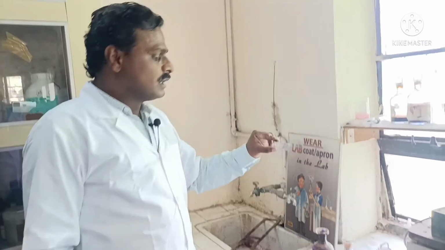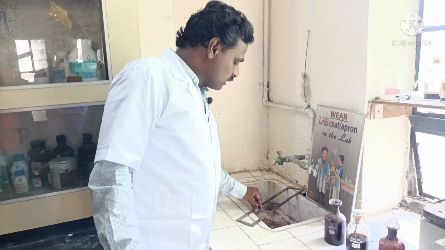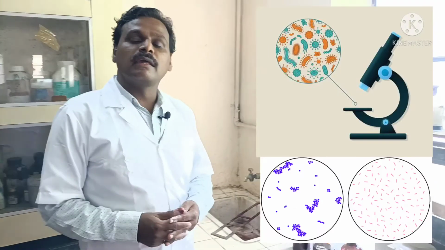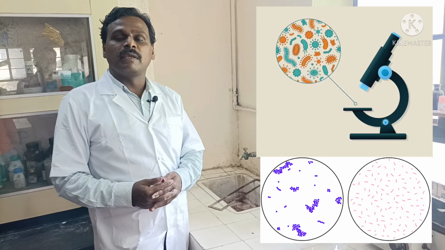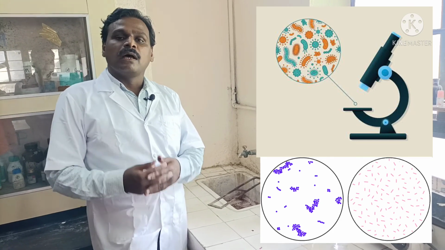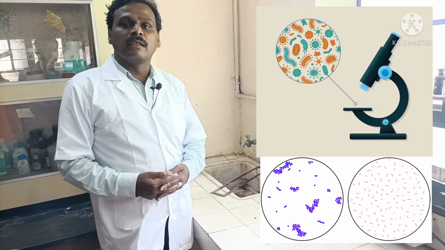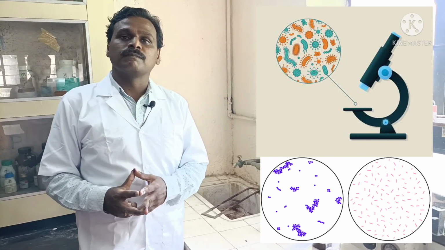We have to observe this slide under the microscope, under the oil immersion objective, the 100x. After observing the slide under the 100x, we can see the typical morphology of the cell: the size of the bacteria, the shape of the bacteria, and the arrangement of the bacterial cells. We can see all this with the help of this simple staining procedure. Thank you.